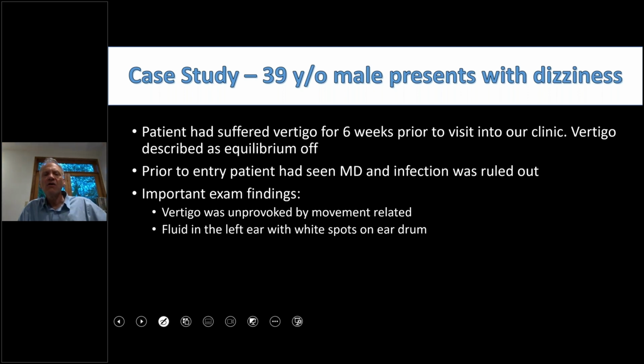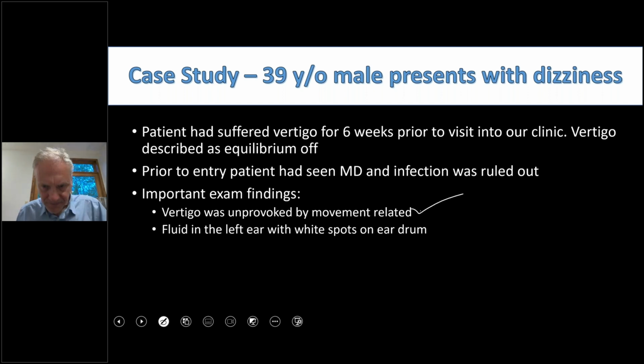All right, so a 39-year-old male presents with dizziness. The patient had suffered vertigo for 6 weeks prior to the visit to our clinic. Vertigo described as equilibrium off. Prior to entry, the patient had seen a medical doctor and infection was ruled out. The medical doctor looked at it and said, no, there's not an infection here. These are the important exam findings. Vertigo was unprovoked by movement.